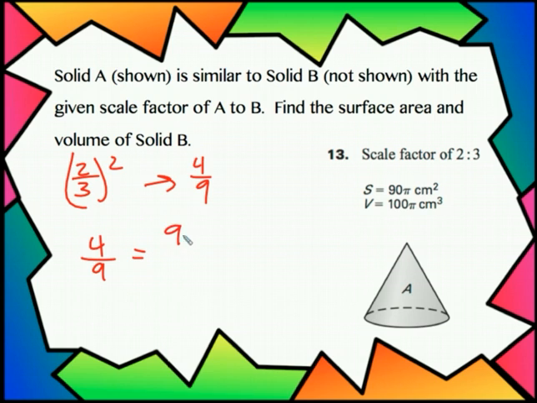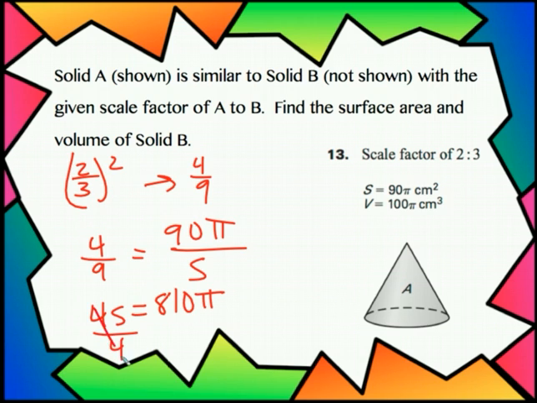Then we get 90 pi over the surface area of the other one. So we essentially kind of act like the pi is not there. We cross multiply, we get 4s, and we just do 9 times 90, and you get 810. We leave the pi there. Then divide both sides by the 4. So then just do 810 divided by 4.